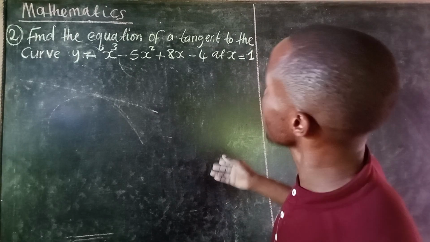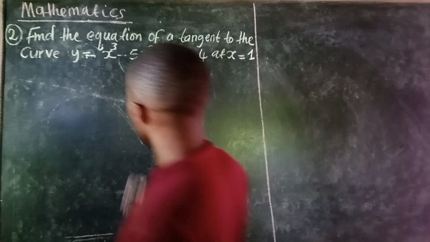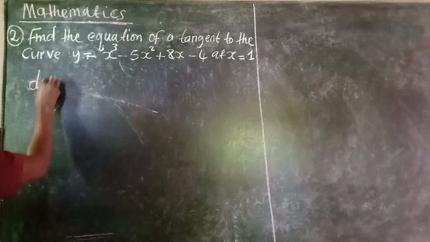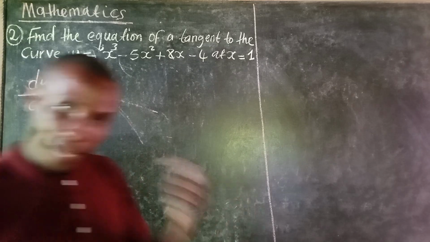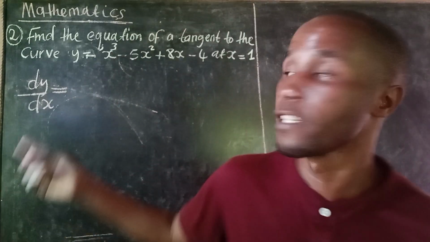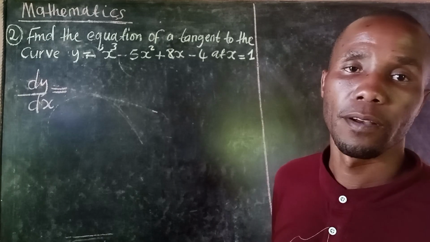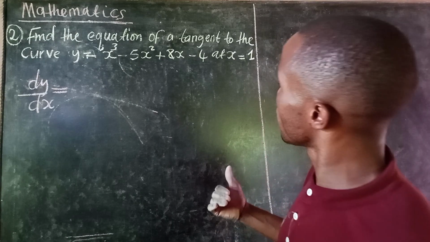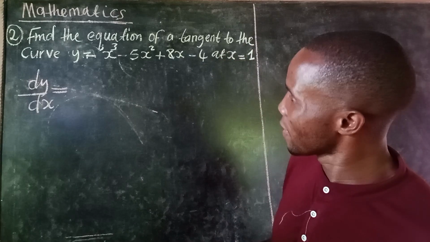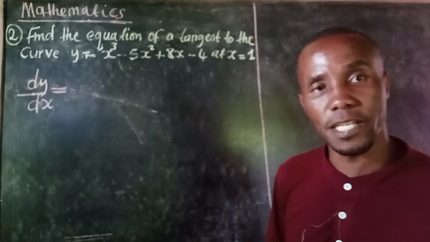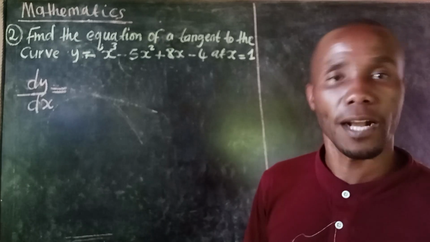Now, when finding the gradient of the curve, we don't go that way. Instead, you just write dy/dx. dy/dx simply means change in y and change in x, which is just the same. So for finding the gradient of the curve, you do dy/dx. Now, what does this dy/dx mean? This is differentiation. As you may be aware, there are two types of calculus.